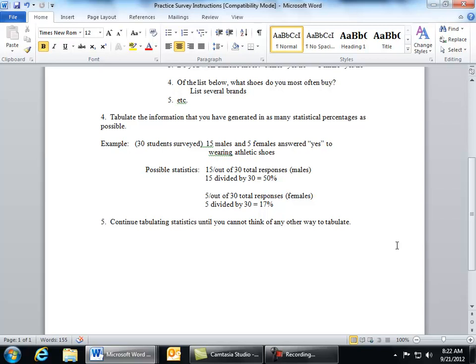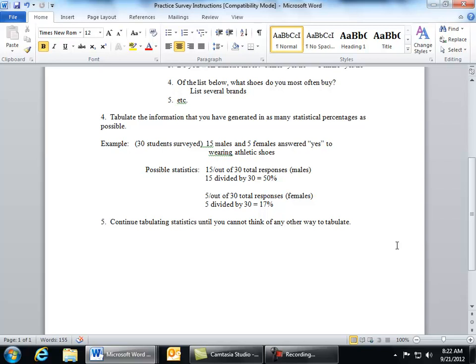Possible statistics: 15 out of 30 total responses are males. 15 divided by 30 equals 50%. So 50% of my possible statistics come from males. 5 out of 30 total responses are females. So 5 divided by 30 equals 17%.